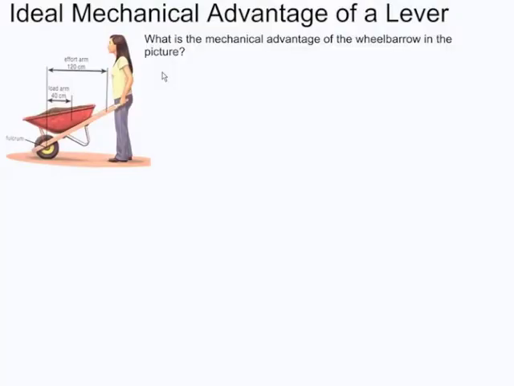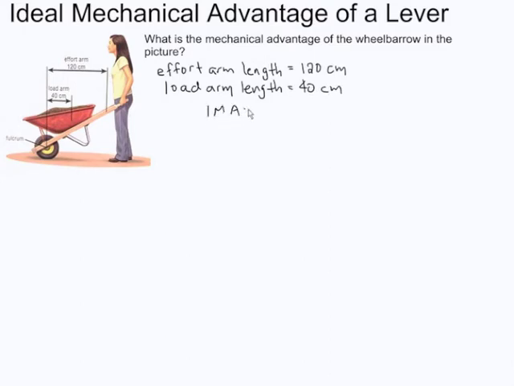Let's look at our first sample problem. What's the mechanical advantage of the wheelbarrow in the picture shown? When solving a problem, the first thing we do is list all our given information. So, the effort arm length is 120 centimeters. The load arm length from the picture is 40 centimeters. Then we identify what we're trying to find, which is the ideal mechanical advantage, or IMA.